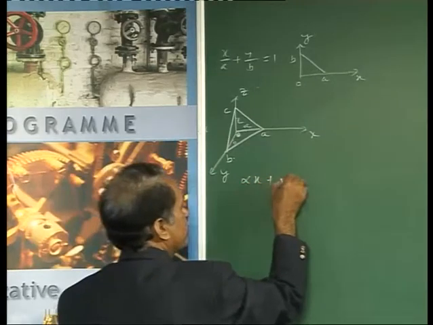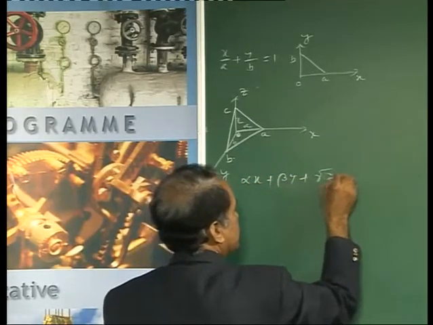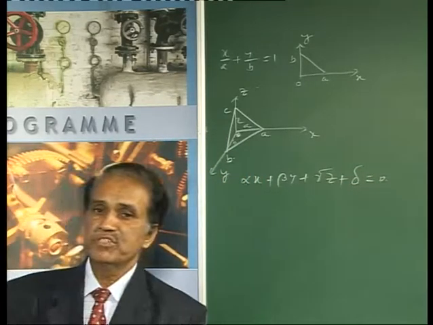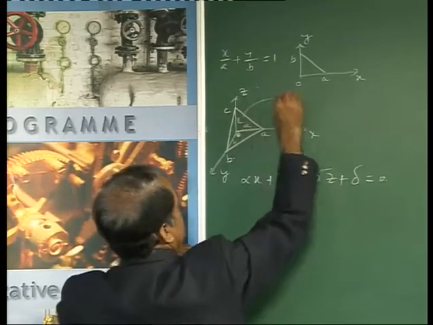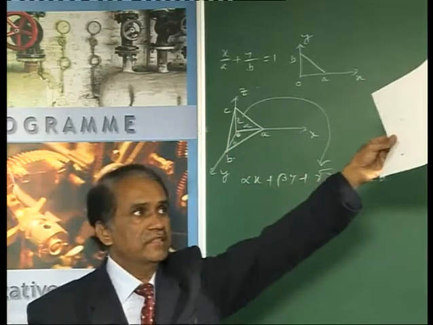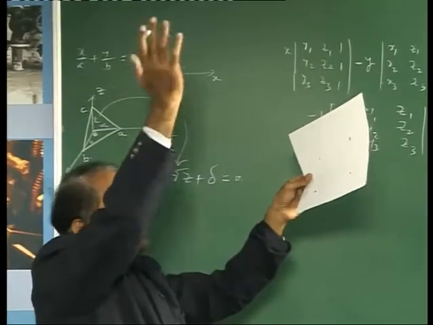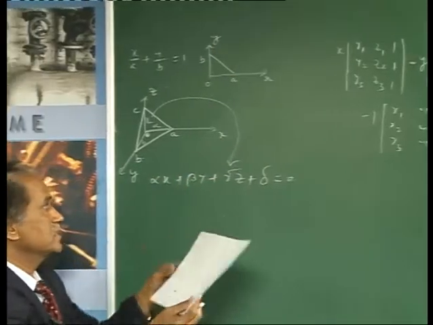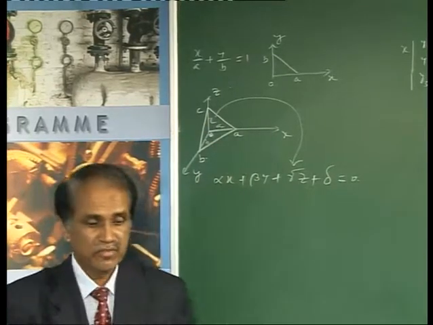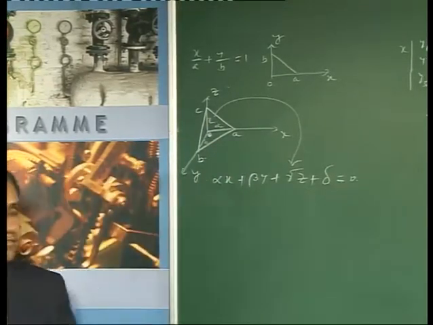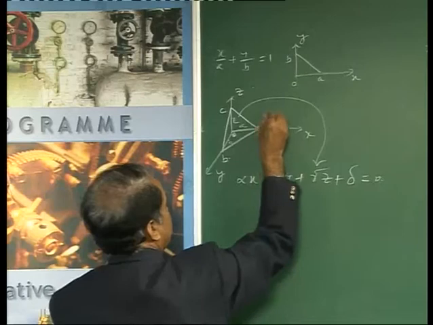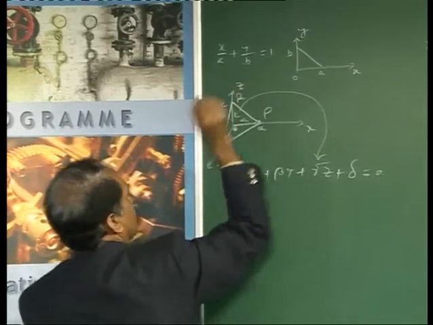Let us consider alpha x plus beta y plus gamma z plus delta equal to 0 as the given equation of the plane, where this plane is represented by this equation. That means when I hold this surface, if it cuts the x axis, y axis and z axis at distances of a units, b units and c units, it is represented by alpha, beta, gamma. Then for example, this is P, this is Q, this is R.